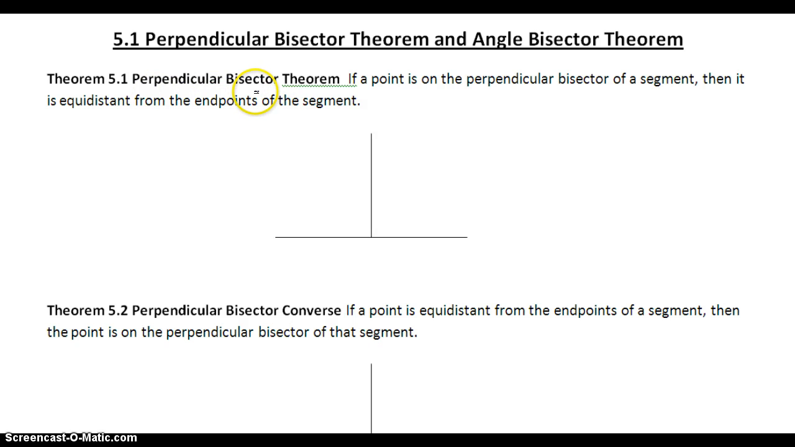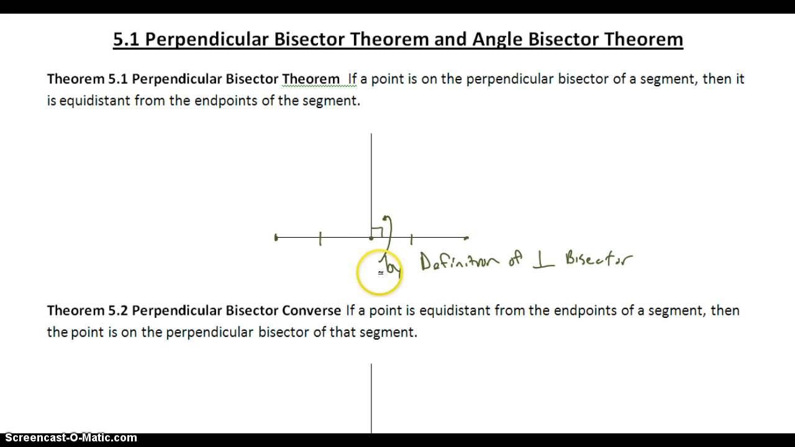The perpendicular bisector theorem says this: if a point is on the perpendicular bisector of a segment. Well, first we have to start with a perpendicular bisector. So we know that these two segments have to be perpendicular, and they have to be a bisector. So this segment and this segment are going to be congruent. We're going to have a midpoint. So by the definition of perpendicular bisector, we know these two pieces of information are true.